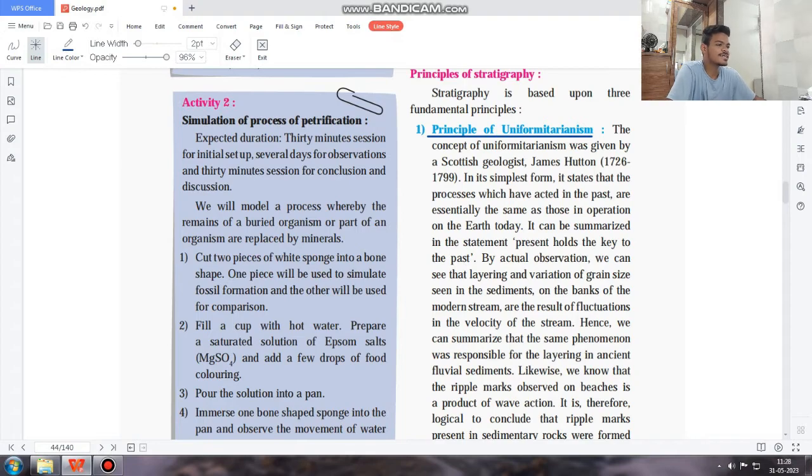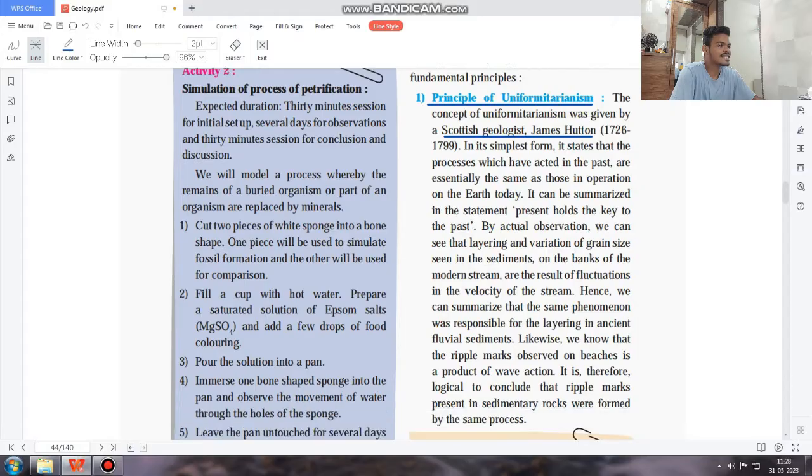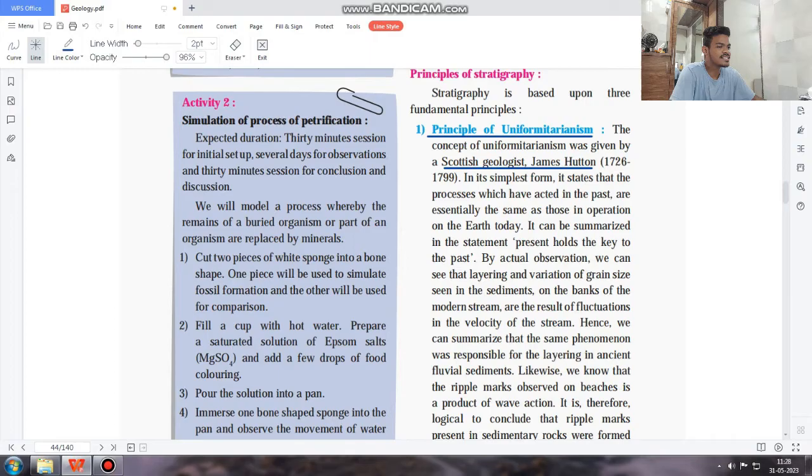It's better you remember it word to word, but not the entire thing. I'll tell you what to remember. It's simple, this is the main statement. It states that the processes that acted in the past are essentially the same as those in operation on the earth today. Yes, this is the main statement. You can even say this: the present holds the key to the past.